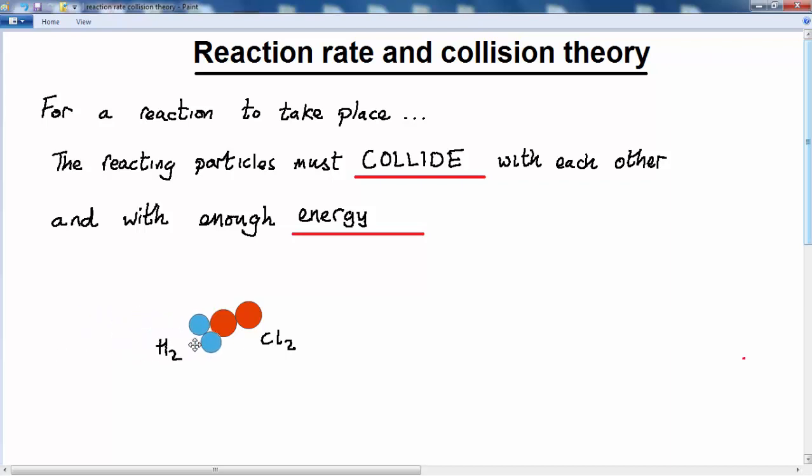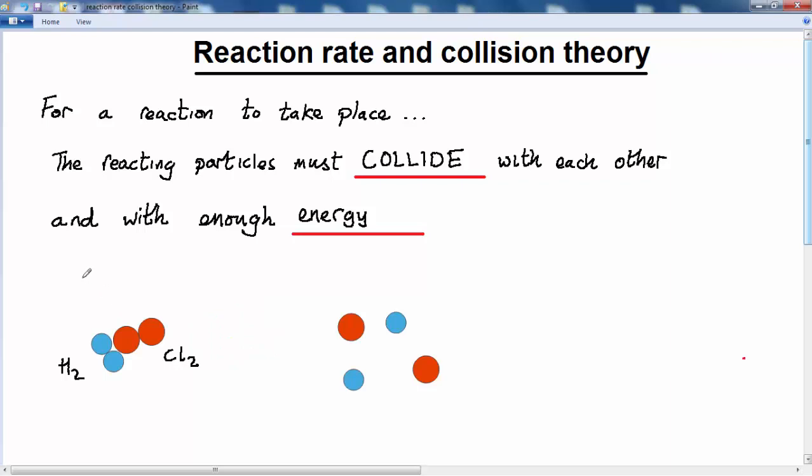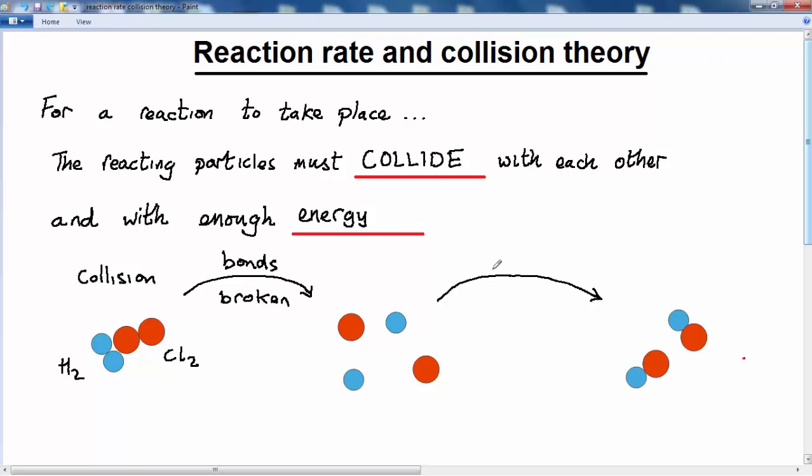They collide with each other, kapow, and as a result of this collision, the bonds are broken and the individual atoms separate. So we get a collision, the bonds are broken, then the individual atoms will recombine to form the new substance, which in this case is hydrogen chloride. So we get new bonds formed, we get the new products. In this particular case, HCl. So we're going to get two molecules of hydrogen chloride formed from the hydrogen molecule and the chlorine molecule.